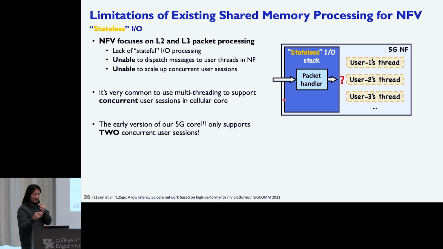This also makes them unable to scale up to concurrent user sessions, which is very important, because in 5G core functions it is very common to use multi-threading to support concurrent user session handling. In our early version of our 5G core, we only supported 2 concurrent user sessions because of these issues. That's why we have to improve that.